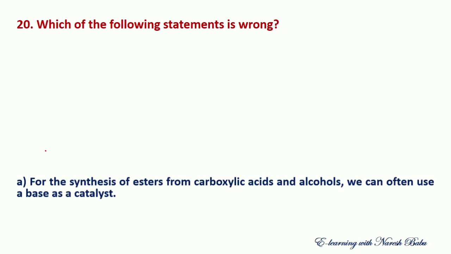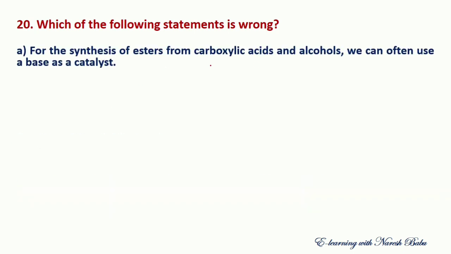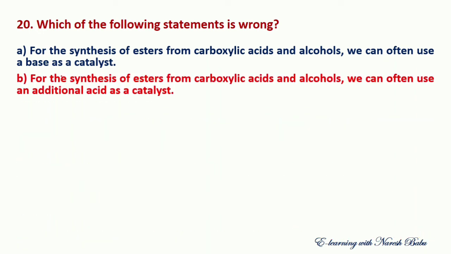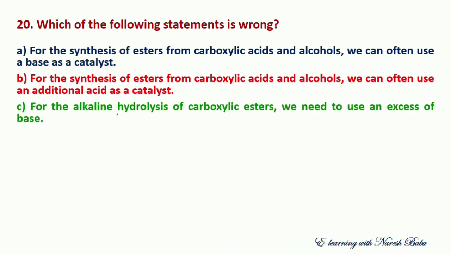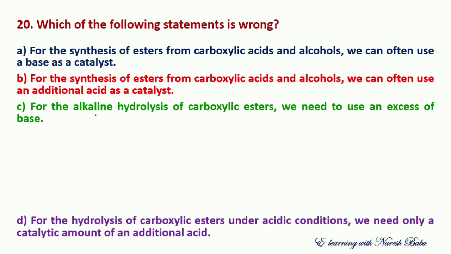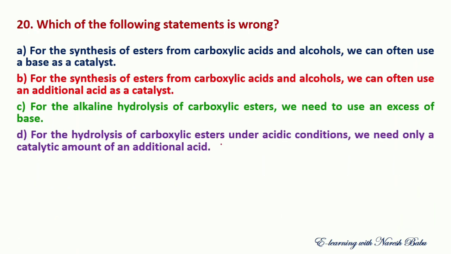Which of the following statements is wrong? For the synthesis of esters from carboxylic acid and alcohols, we can often use a base as a catalyst. For the synthesis of esters from carboxylic acid and alcohol, we can often use an additional acid as catalyst. For the alkaline hydrolysis of carboxylic esters, we need to use an excess of base. And for the hydrolysis of carboxylic esters under acidic condition, we need only a catalytic amount of additional acid. Among these statements, we should find out which one is wrong.